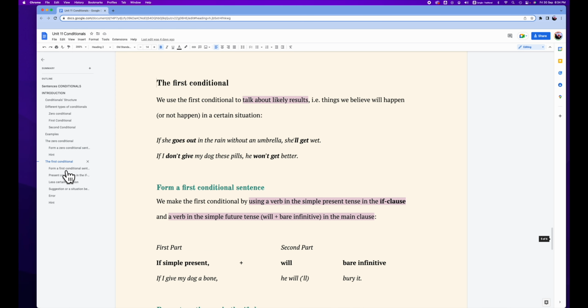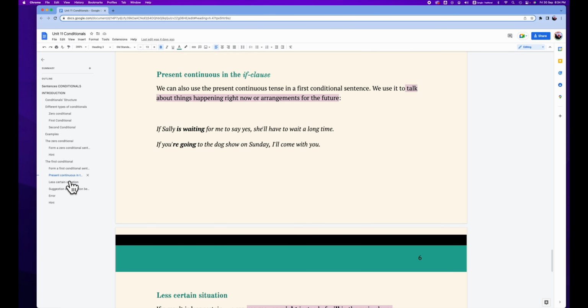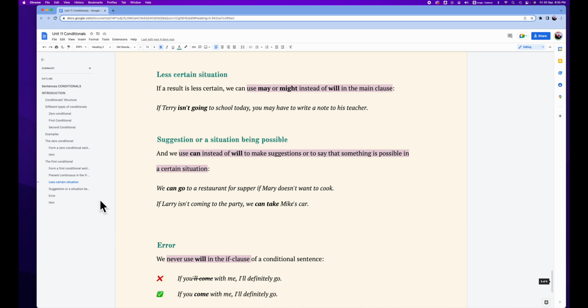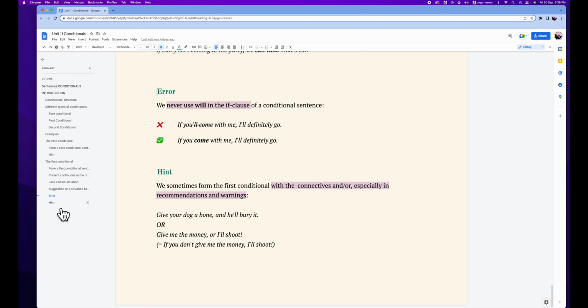For the first conditional, we talk about how to form a first conditional, what tenses we're going to use in the if clause, and for less certain situations, what modal verbs we should use. And if there is a suggestion or a situation being possible, how could we arrange it? And the common mistakes and some other hints.